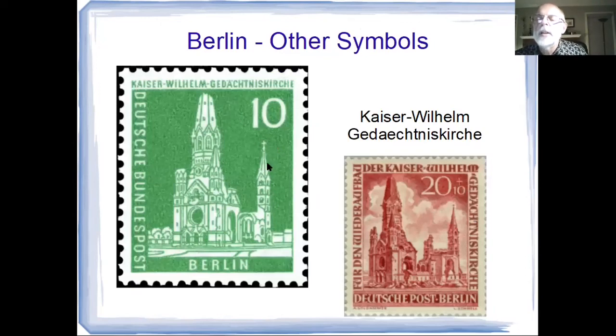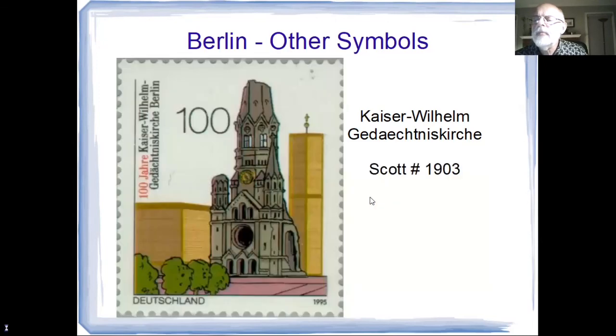Another symbol, again, the memorial church. First it was commemorated here on a stamp, on a definitive, and another, this is now a semi-postal, that shows also the church in ruins. And another time, later on in 1995, so after unification, it made its way also into the stamps of Germany.